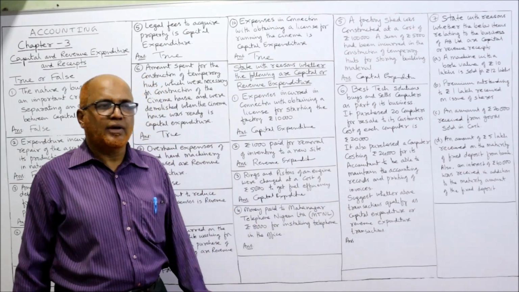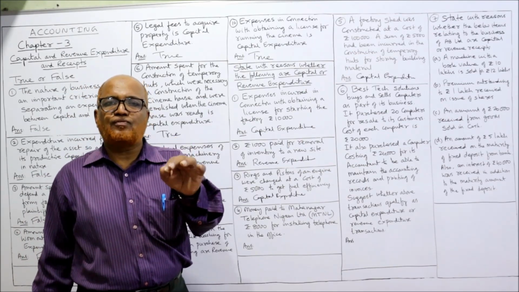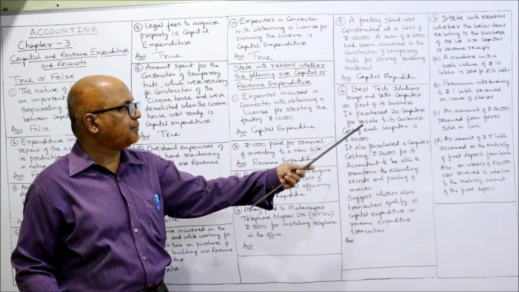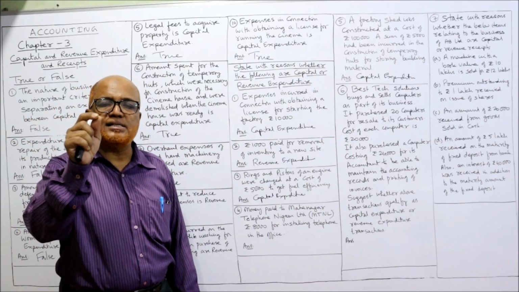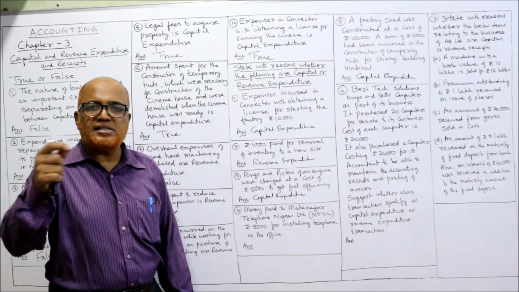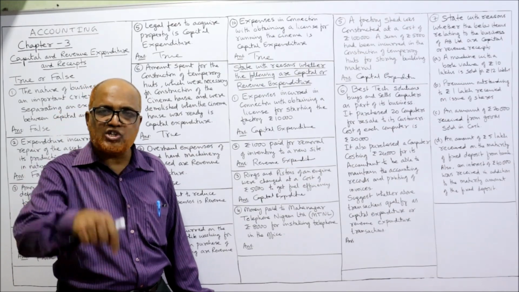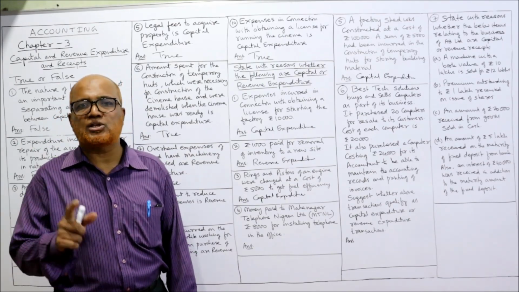So in this problem, you should write down in the answer: the computers purchased for resale, 20,000 into 20, 4 lakh rupees, should be treated as a revenue expenditure. Whereas the expenditure incurred on purchasing the computer, 24,000 rupees for official use, not for resale, is a capital expenditure.